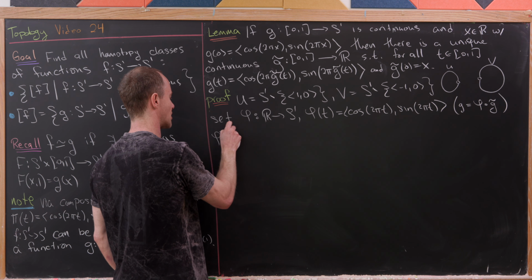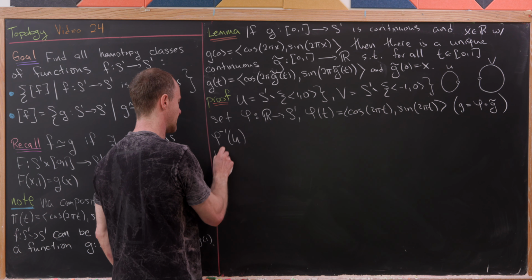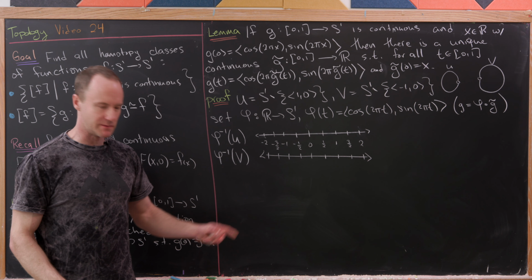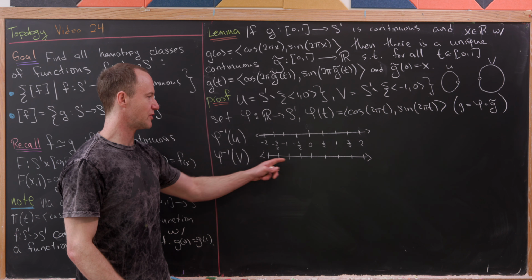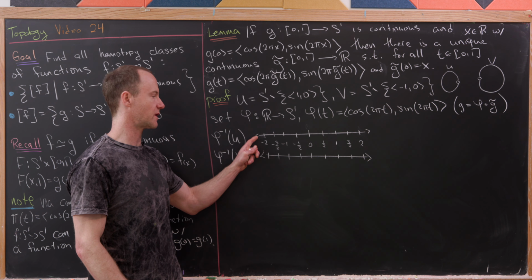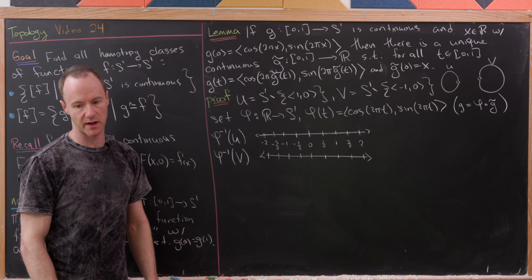So here I'll draw the pre-image of u, and here I'll draw the pre-image of v. Okay, so there we've got some number lines. I've just labeled each of these ticks in the number line, above for the lower number line and below for the upper number line.